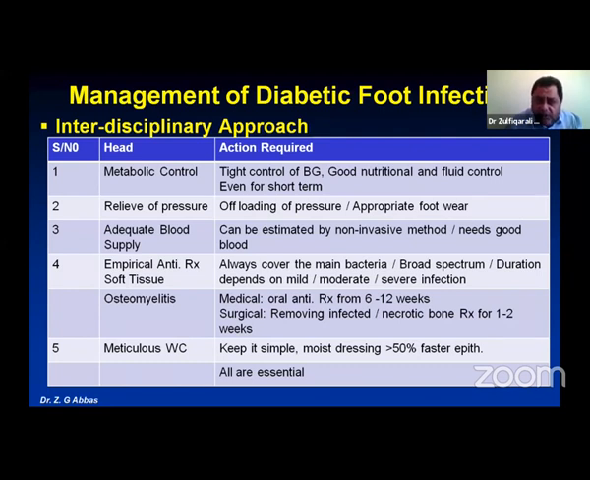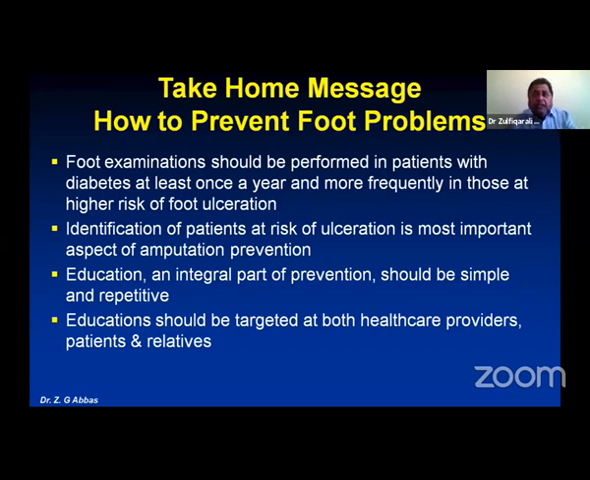Tight metabolic control, fluids and nutrition, relief of pressure, adequate blood supply. We have to start at least empirical antibiotics, usually broad spectrum. If you have suspected osteomyelitis, the treatment can go up to 6 to 12 weeks. Meticulous wound care, keep it simple; moist dressing heals faster than others. All these things are essential and have to go hand in hand. My take-home message: how to prevent problems.